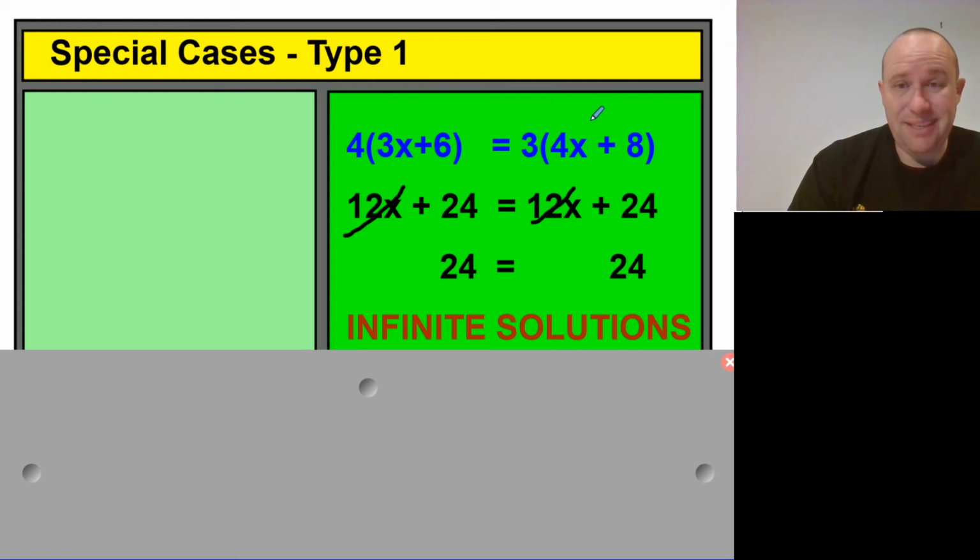Basically because these two things are the same. They're just written differently. They both said 12x plus 24. So we could actually have stopped at this line here if necessary. But normally we would cancel out the x's and just get a number equals a number.